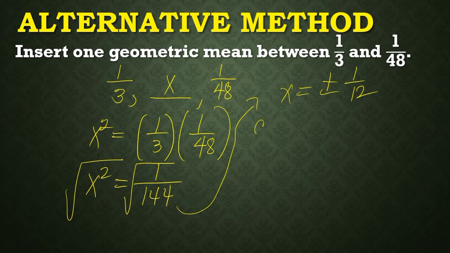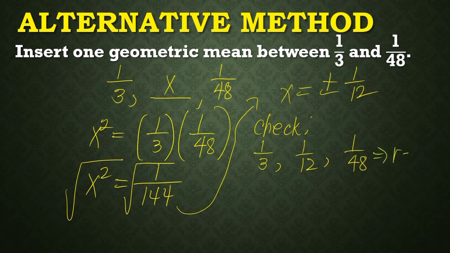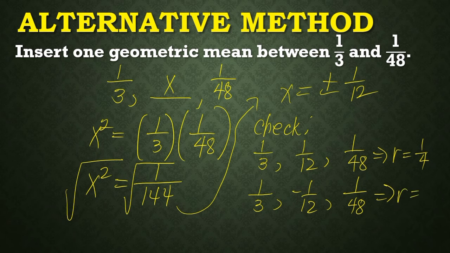Now, to check, so 1/3 times yung common ratio na nakuha natin kanina, that is 1/4, 1 over 12. And then yung 1 over 48. Kapag naman, yung ratio natin is negative 1/4, so magiging 1/3 times negative 1/4, negative 1 over 12, times negative 1/4 ulit, magiging 1 over 48. So, you can see, pareho namang nakuha natin yung tamang sagot.